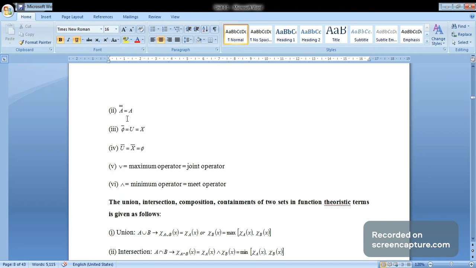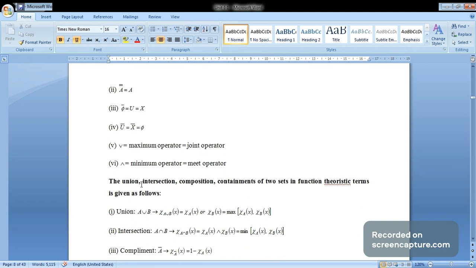Next one is A complement whole complement equals A. And next one is pi complement equals U, equals X. And another one is U complement equals X complement, equals pi. Okay, next we define the joint operator or maximum operator. This is the joint operator. Meet is the minimum operator, also known as meet. Maximum operator means joint operator. Meet operation means minimum operator.